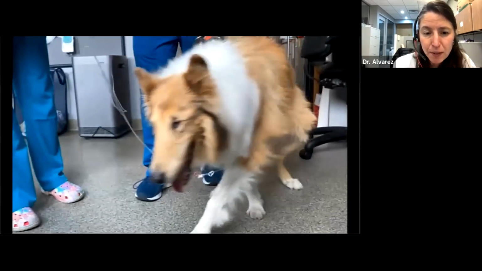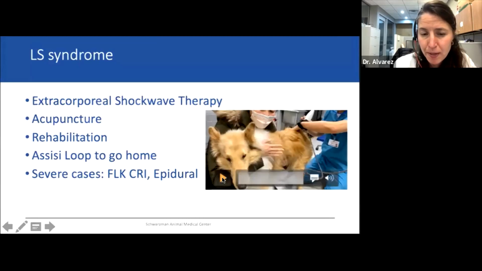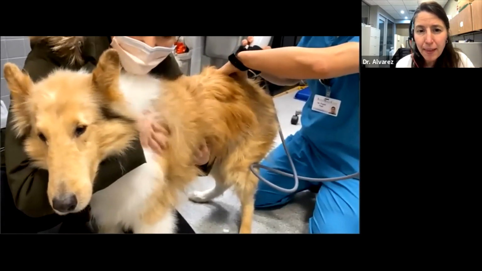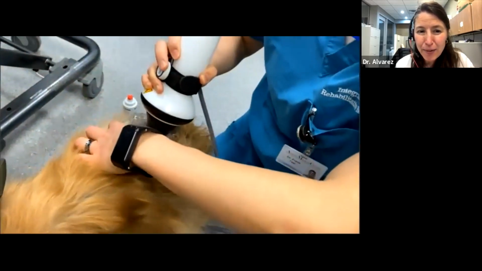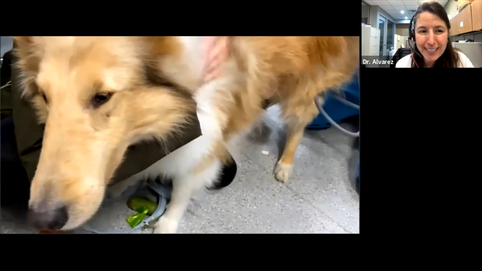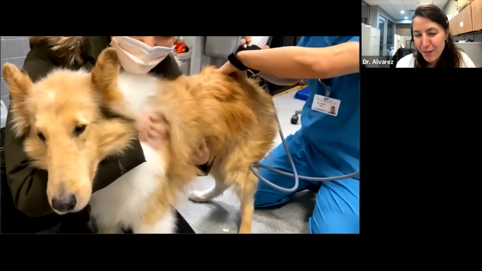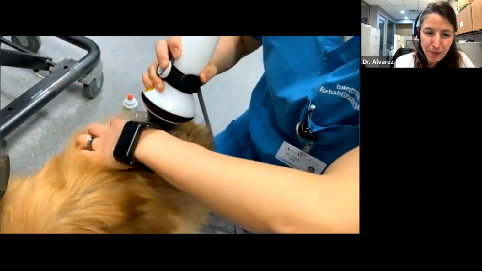So after we hospitalized him, we gave him his continuous rate infusion. He also received extracorporeal shockwave therapy. I don't know if you guys can hear the shockwave, but you can see he's fully awake. He tolerates this no problem. We just put gel on there. That's mom with him holding him. It's perfectly calm. It can be a little loud, but most dogs will tolerate it fine, again, with no sedation whatsoever.